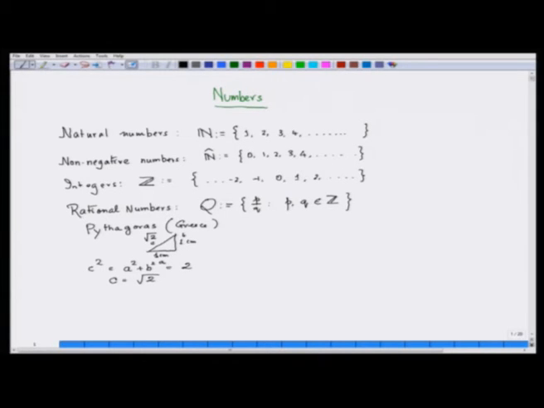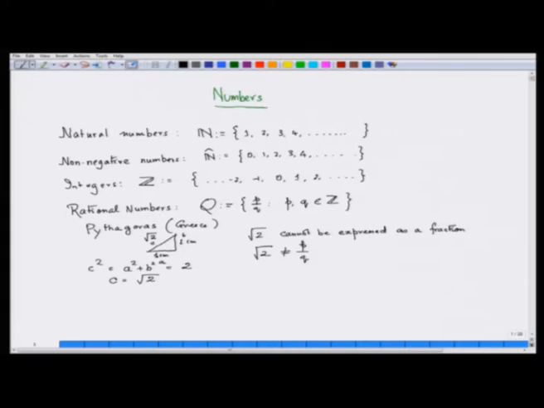So it is one of the most important things to know that root over 2 cannot be expressed as a fraction. And I will leave you to do the proof in the exercises. So, if you take root over 2, you cannot write it in the form P by Q.